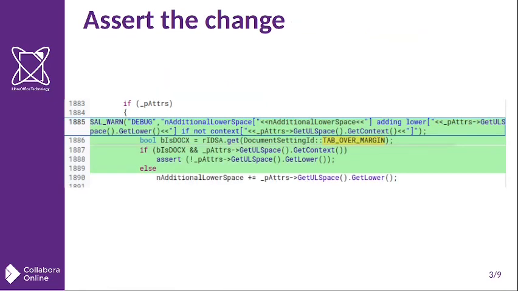And so we have here the adding of the additional space of the lower, but in our case, when it's a docx and it's contextual spacing, then we don't want to add anything at all. And so we're going to assert the case when we would have a non-zero value that we're adding to the lower part.